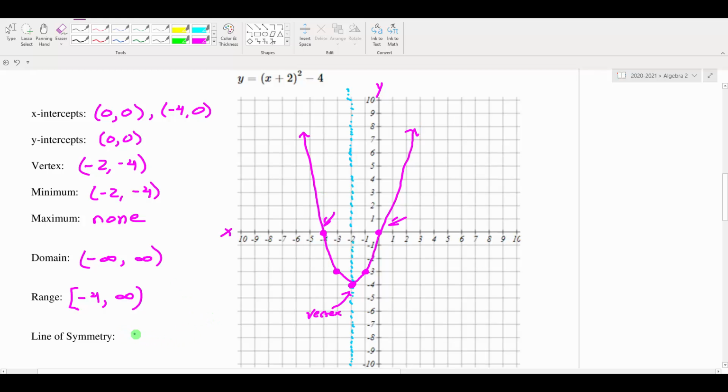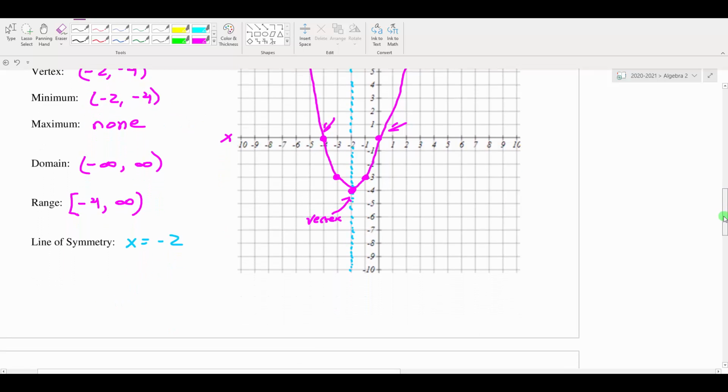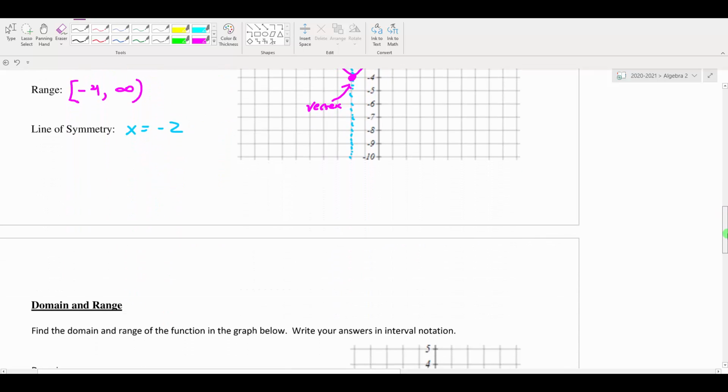Now to write the line of symmetry, since it is a vertical line, it's going to be x equals whatever number that vertical line passes through. So it passes through negative 2, so we say the line of symmetry is located at x equals negative 2. You have to write it as an equation. Okay. All right, guys, so that concludes that problem. We found all the important information about that parabola, probably more than we ever wanted to know.